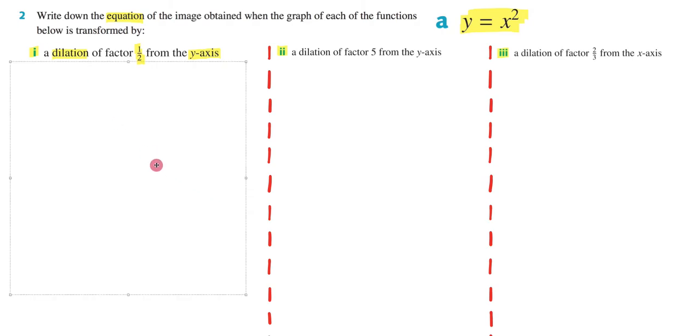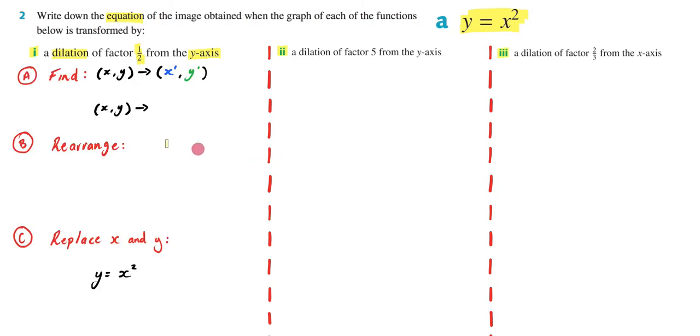Well, what we're going to do is we're going to break it up into 3 steps: A, B, and C. The first thing that we're going to do is determine what our new point will be. So we know we're starting with xy. We're then going to apply our dilation, and then we're going to get our image, which we're calling x dash y dash. So what is x dash going to be, and what is y dash going to be?